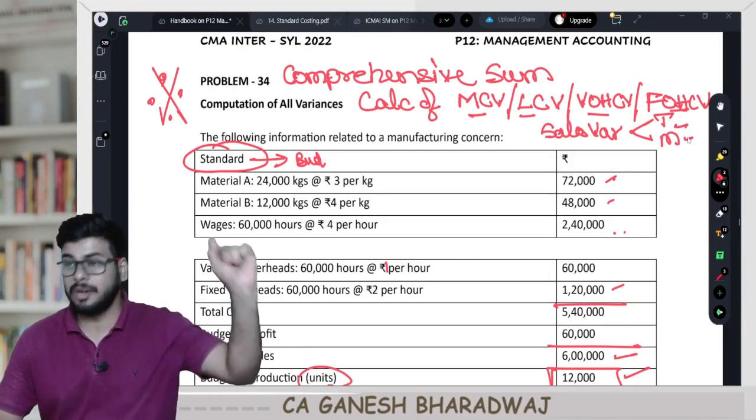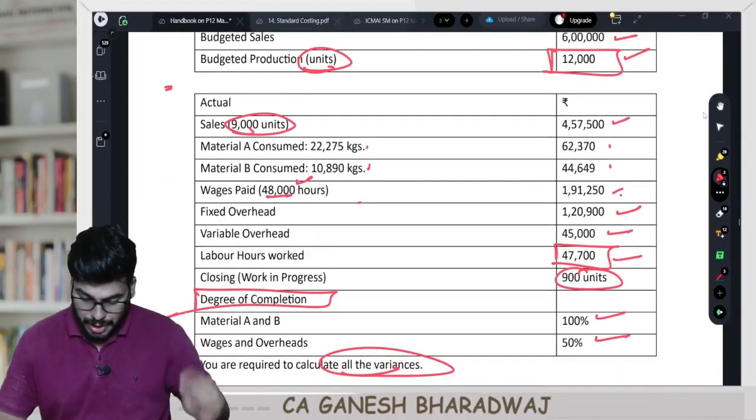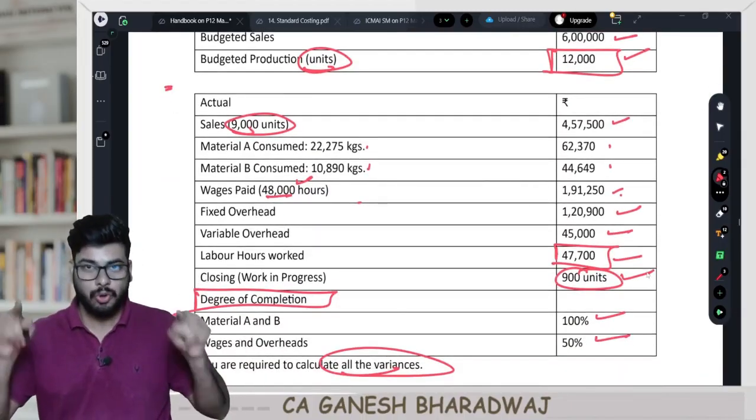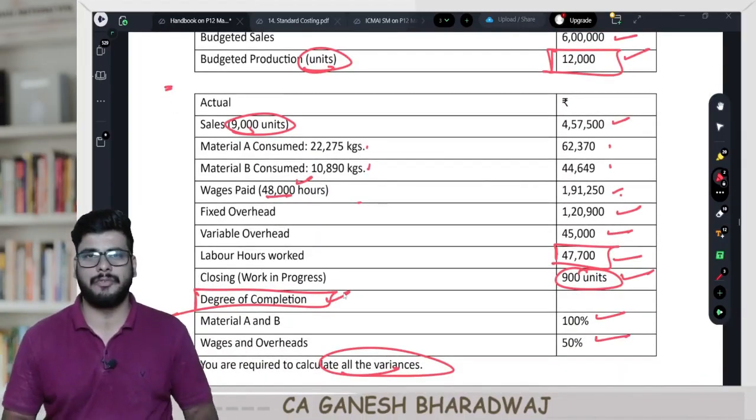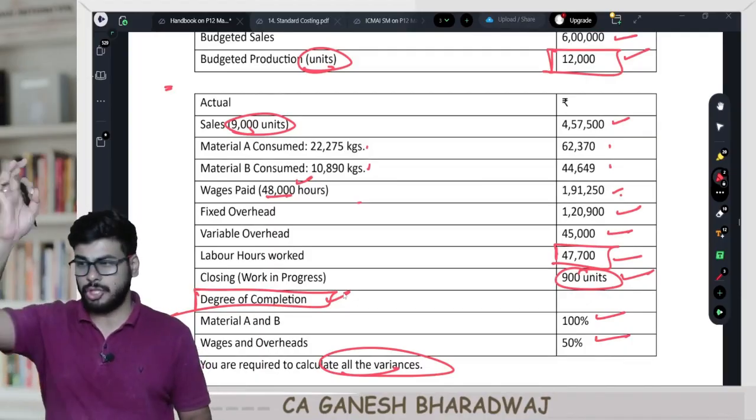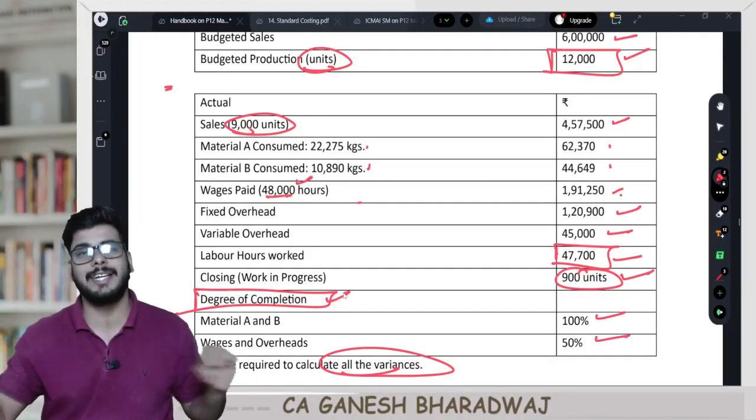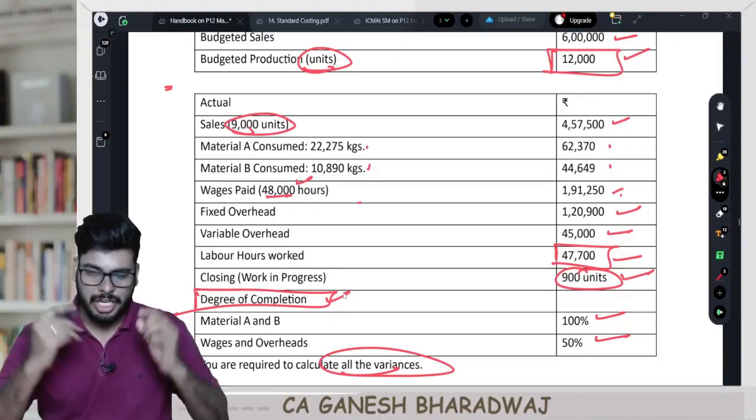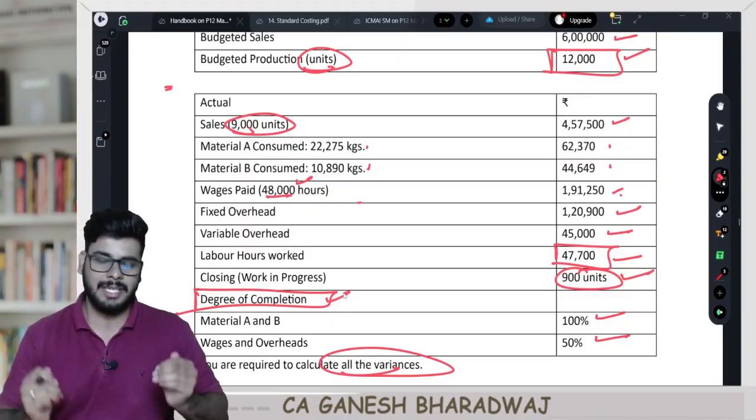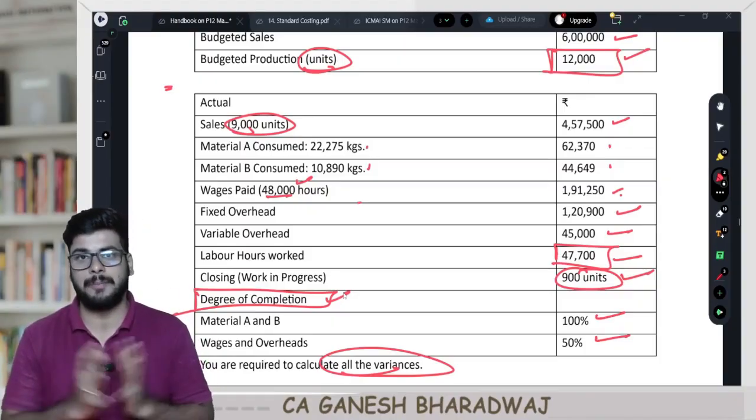And this sum, over and above all these things, had a unique stock adjustment, that too closing stock, that too with different degrees of completion. One of the most top-rated questions in this entire chapter. This is what I told you in our regular batch also. That is the reason why I picked this up for the purpose of revision.